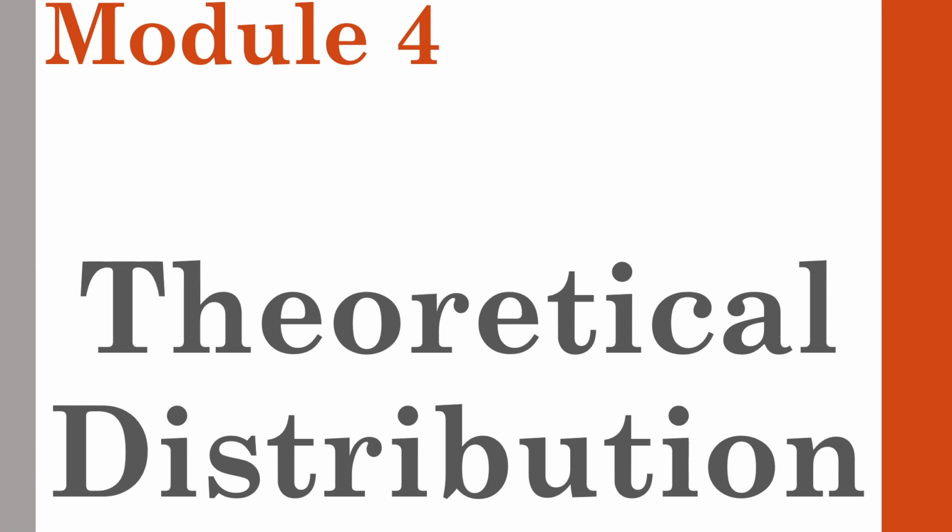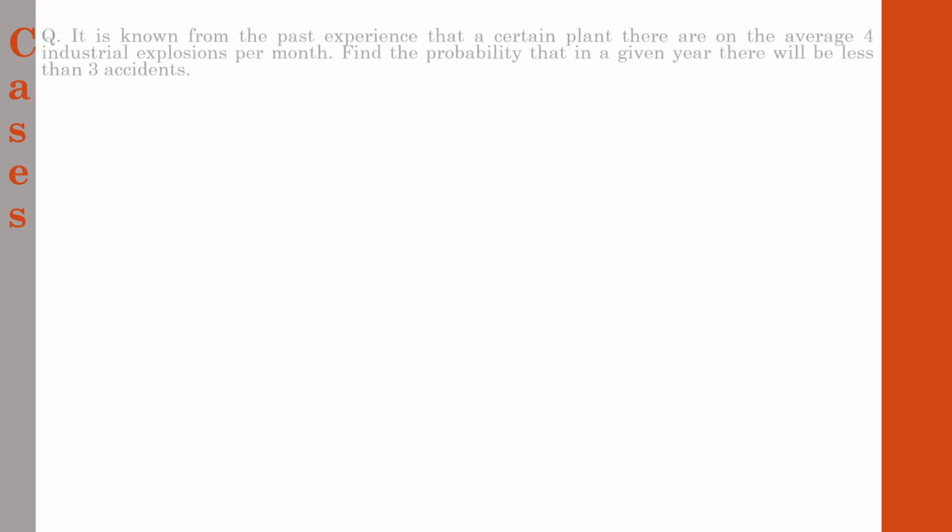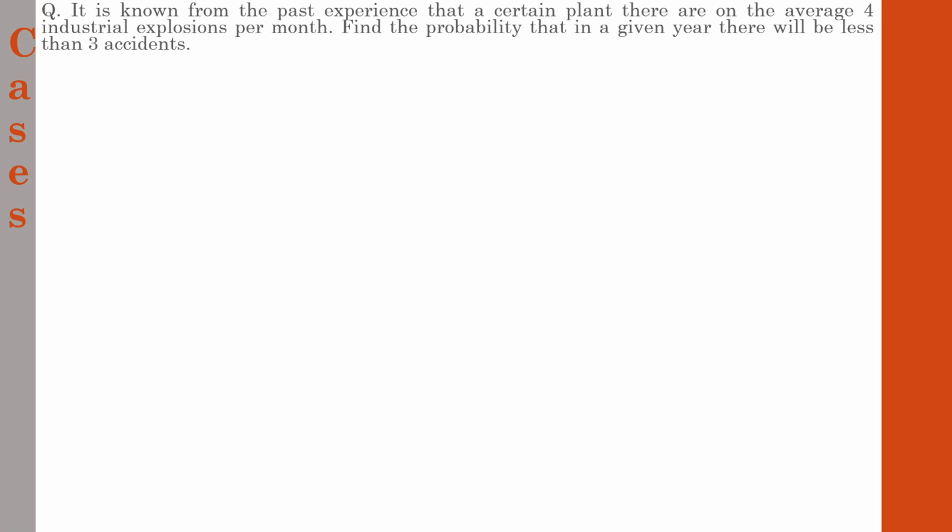Let's come back to our case. Next case: it is known from past experience that in a certain plant there are on average 4 industrial explosions per month. Find the probability that in a given year there will be less than 3 accidents.